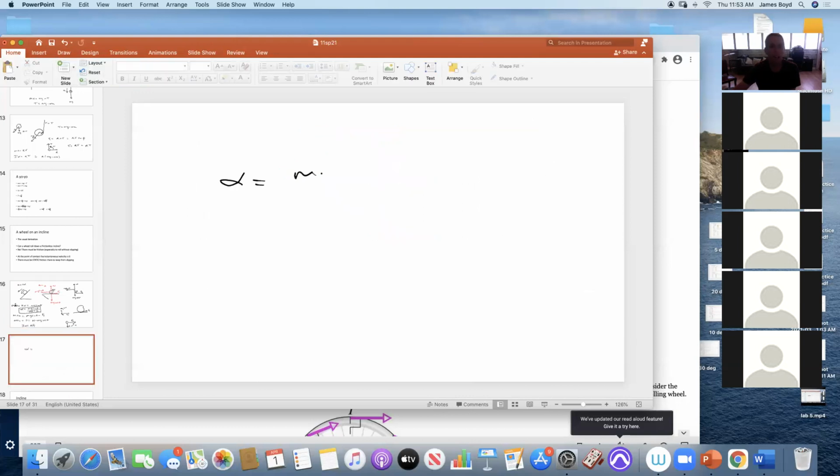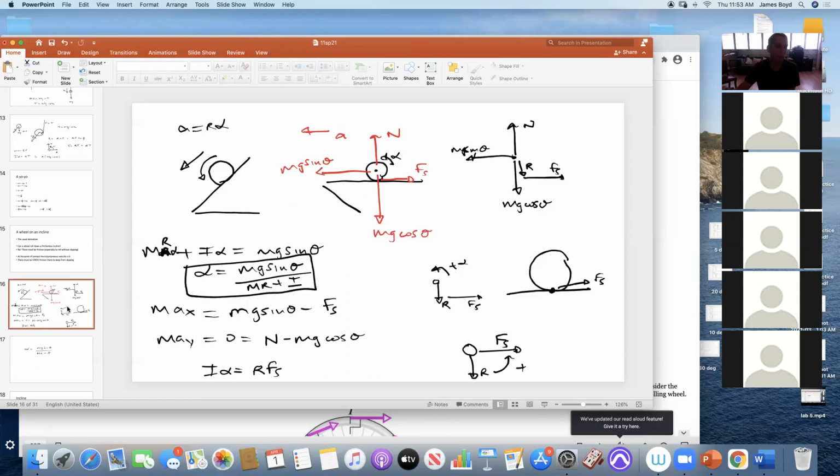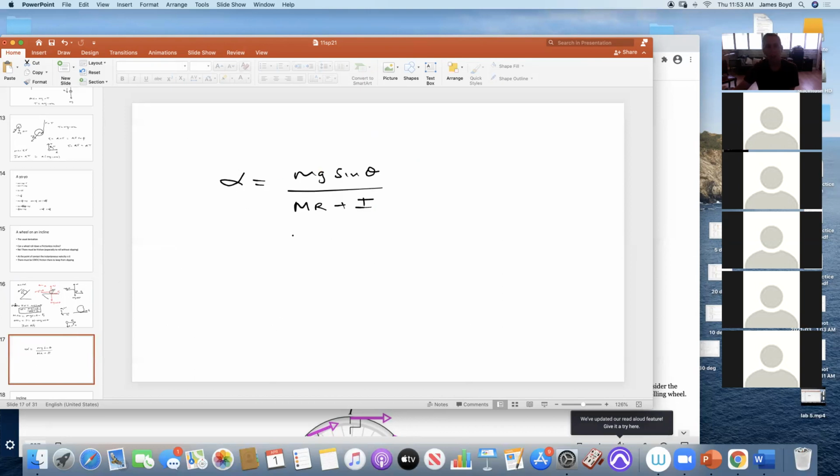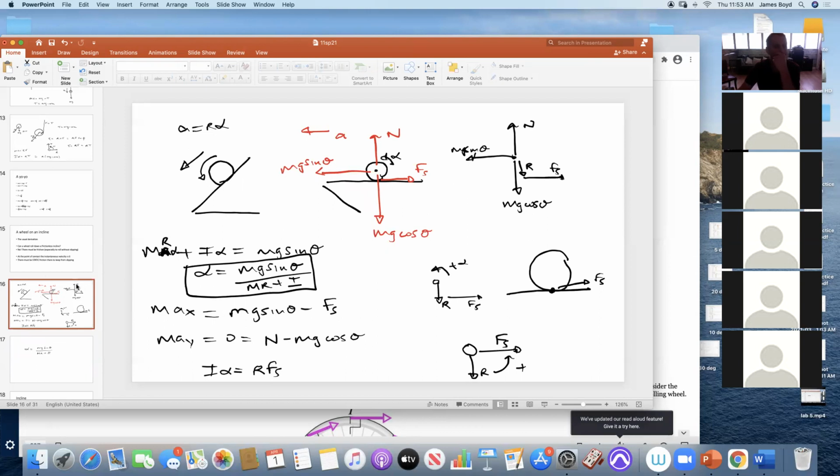So we got that alpha was mg sine theta over mr plus I. Now I know that I have something wrong here. Oh, I'm sorry, I have to divide this by R. This is Fs is I alpha over R. So I need an R there. If I multiply through by R on both sides, this R goes away, this becomes R squared. And that's right.